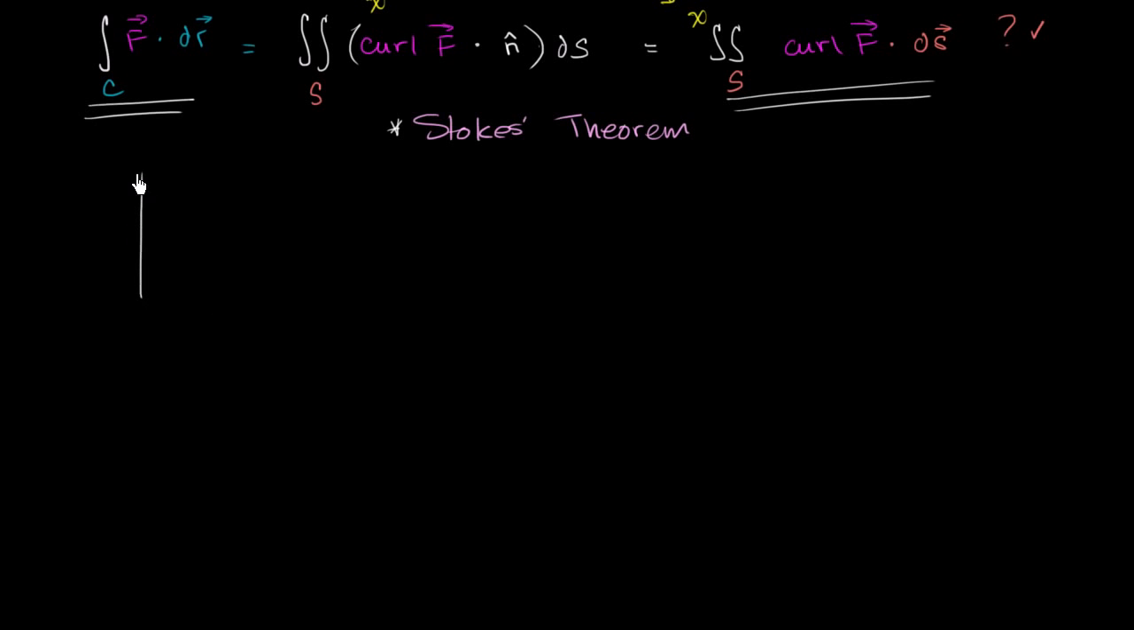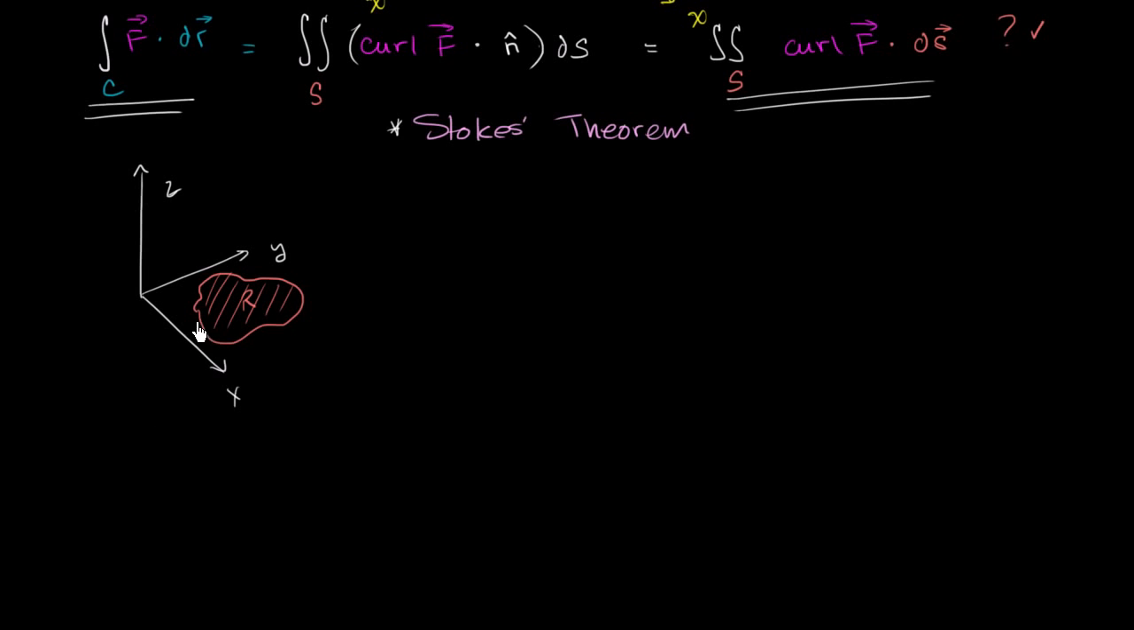So let me draw my axes. So that's my z-axis. That is my x-axis. And then that is my y-axis. And now let's imagine a region in the xy plane. So let me draw it like this. So let's say this is my region in the xy plane. I will call that region R.